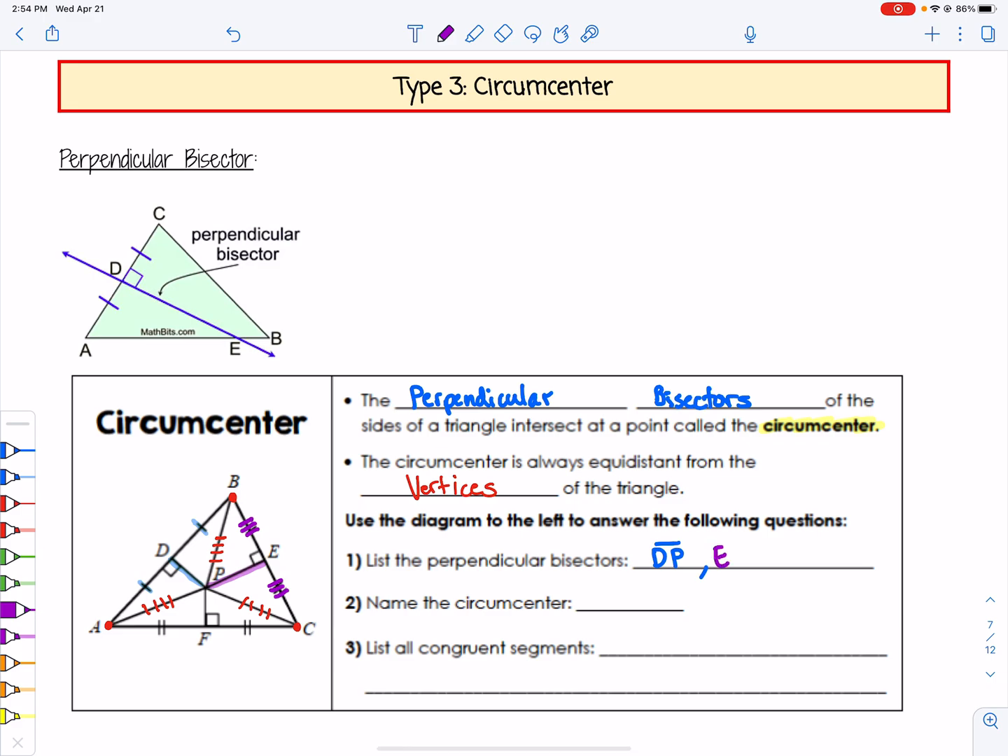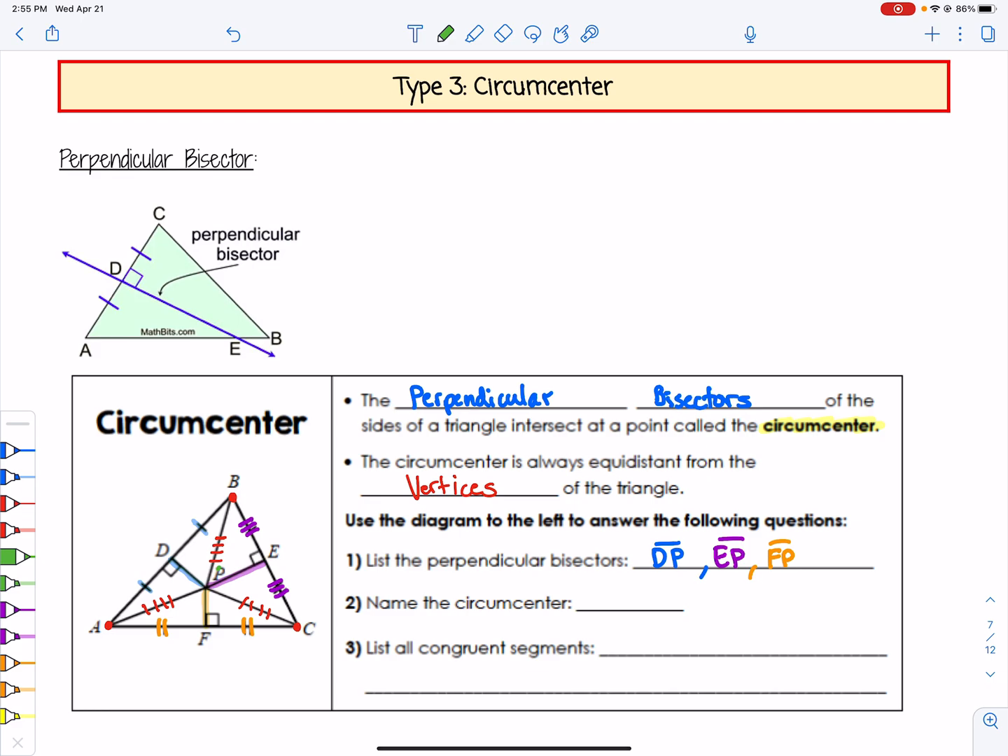And PF is the third perpendicular bisector. So it's perpendicular to that side and also puts it into two equal segments, AF and FC. All right, so DP, EP, and FP are the perpendicular bisectors of triangle ABC.